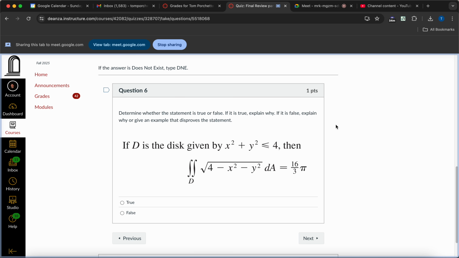So when I find the volume of the cone, I got 16 by 3 pi, and then the integral gave 8 by 3 pi. So they are not the equal answer. So that means that the integral is not true.